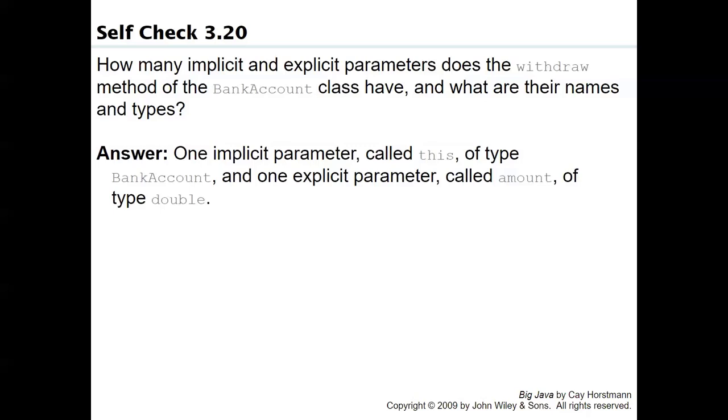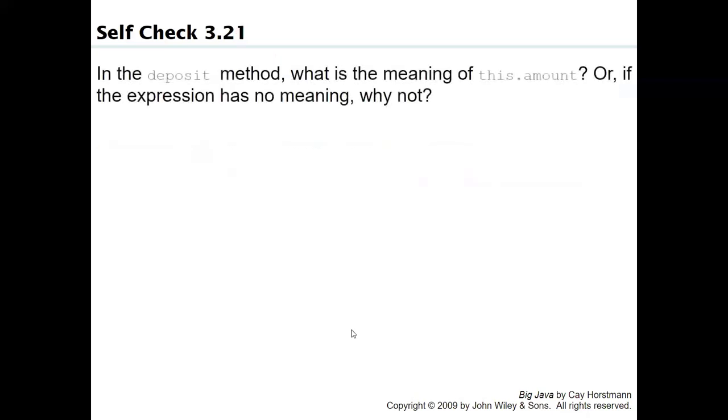So one implicit parameter called this of type bank account, and one explicit parameter called amount of type double. Okay, so I actually got it right. A lot of times I sometimes miss these. I'm the teacher. I'm supposed to know this stuff.